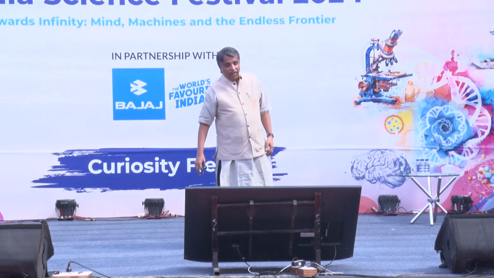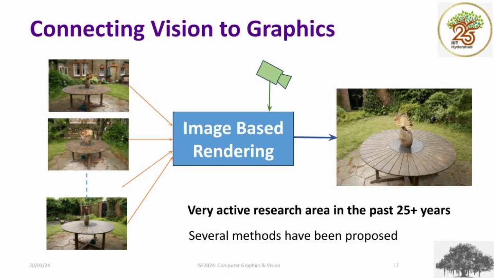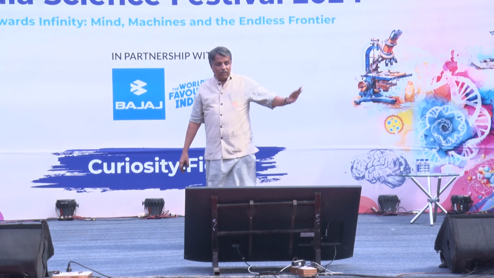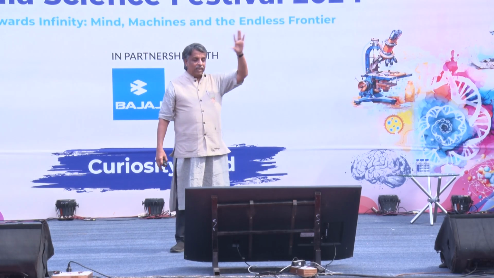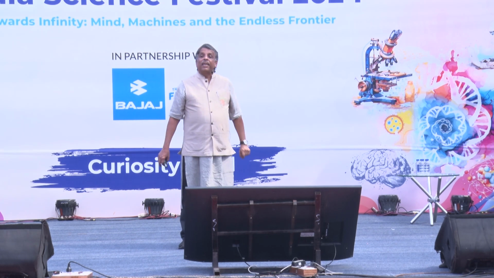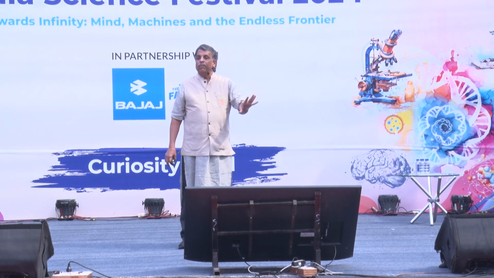Click once more. So you're given a few images like this of a particular scene. You can see this is called a garden scene, with multiple views of the same scene. Click once more. You take all these and then you take a camera. This is all the images.